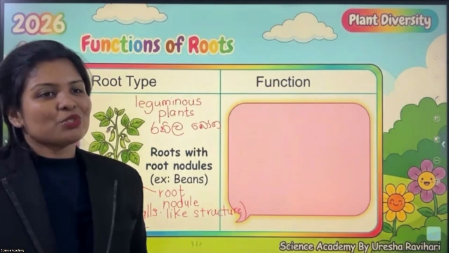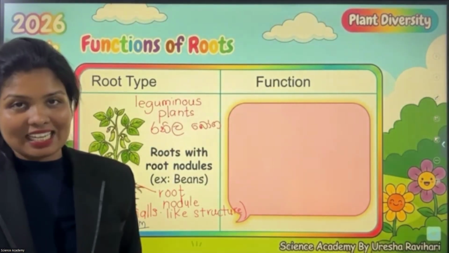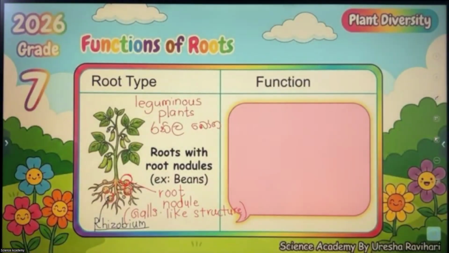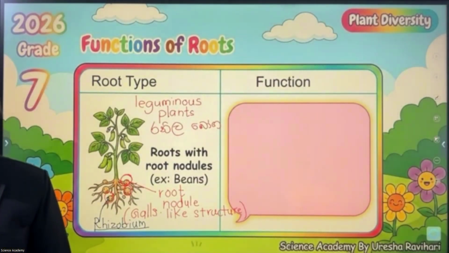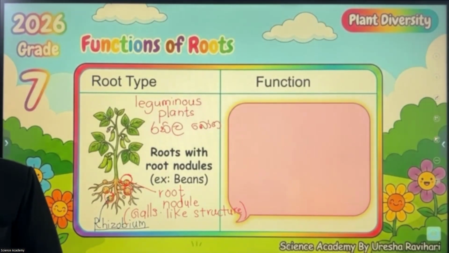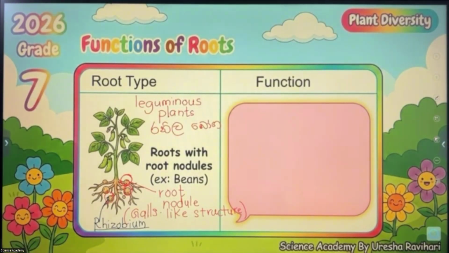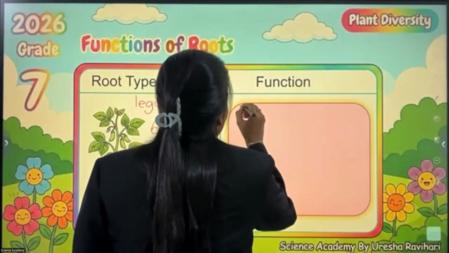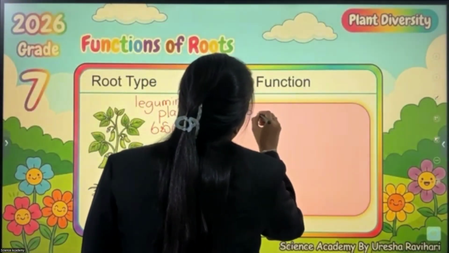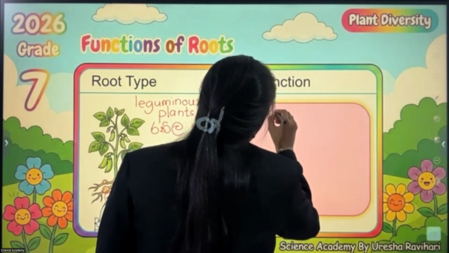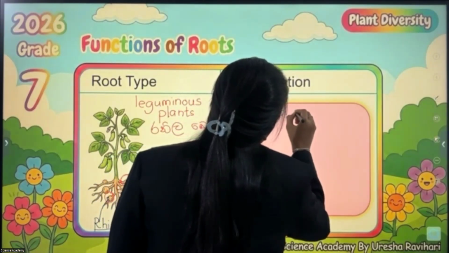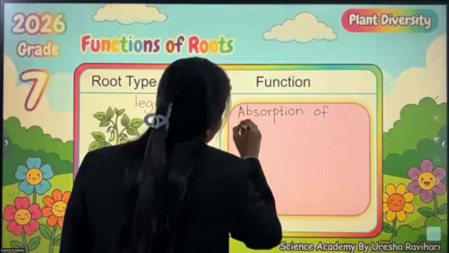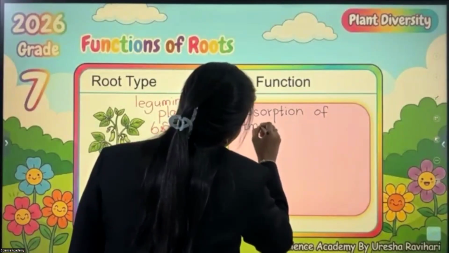I know that there are some students who are interested in these contents. Here I am writing what is the function of these root nodules in the leguminous plants. Function: absorption of atmospheric nitrogen.